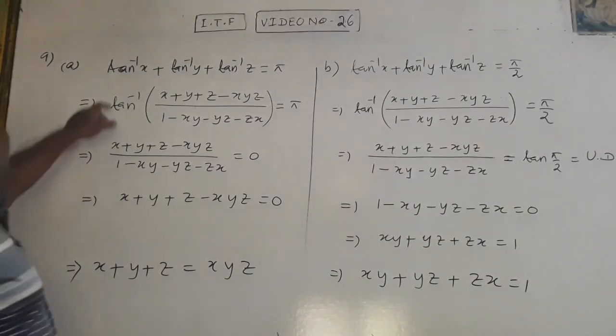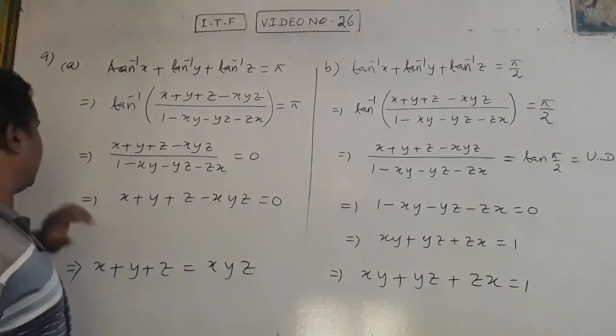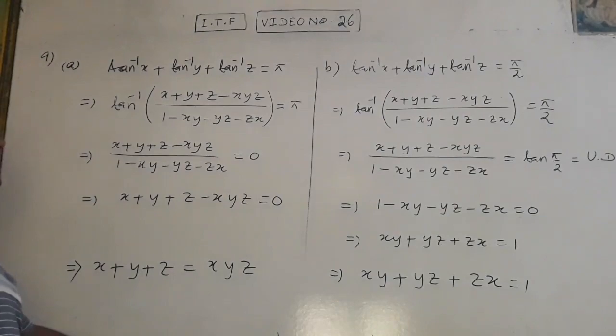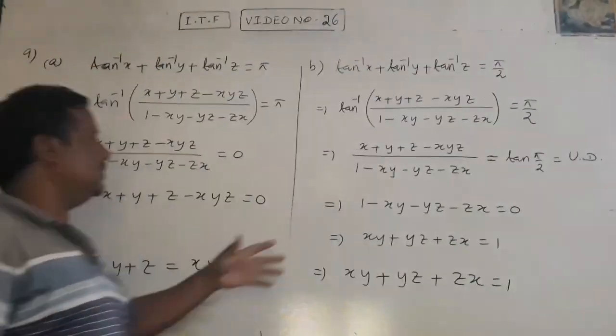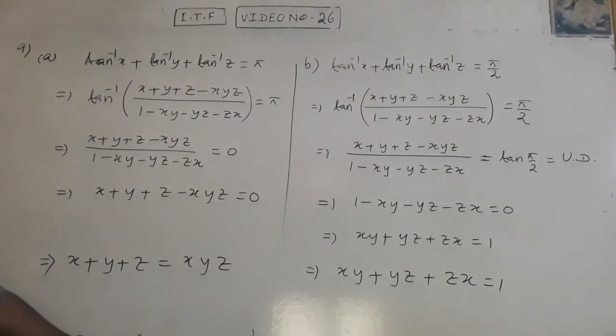Now this is tan inverse x plus tan inverse y plus tan inverse z is equal to pi. We have to show this. And in the other problem, tan inverse x plus tan inverse y plus tan inverse z is equal to pi by 2. We have to show this, so xy plus yz plus zx is equal to 1. This is a very easy problem.